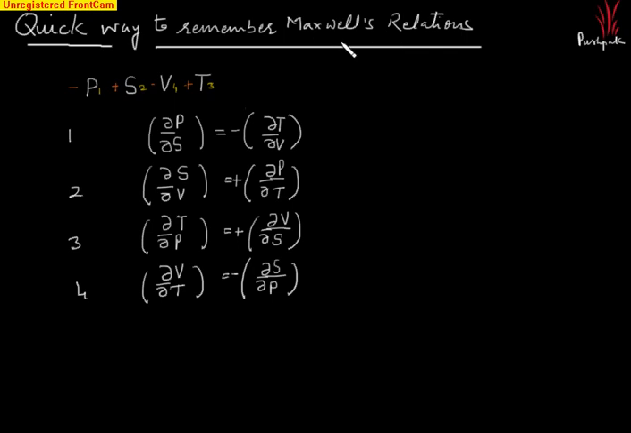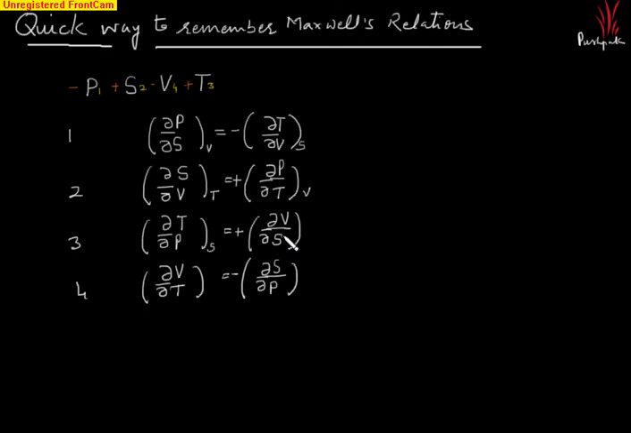Now in Maxwell's relations, we have 4 variables and 2 of them remain constant. Therefore in the first equation here, pressure is changing with entropy, therefore volume will remain constant, and here temperature is changing with volume, therefore entropy will remain constant. In the second equation, entropy is changing with volume, therefore this temperature will remain constant here, and here pressure is changing with temperature, therefore this volume will remain constant.